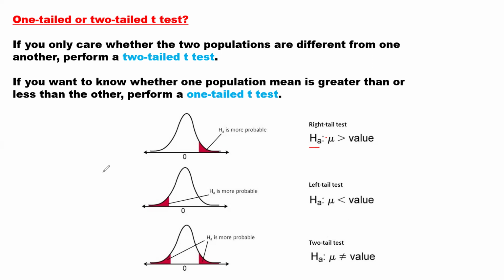But in more clear terms, if you have an idea that the samples you collected are from two different populations, or the populations are different, then from there you know that you are just going to work with two tail tests. But if you actually know whether one population is greater than or less than the other, then you have to perform one tail test. Okay.